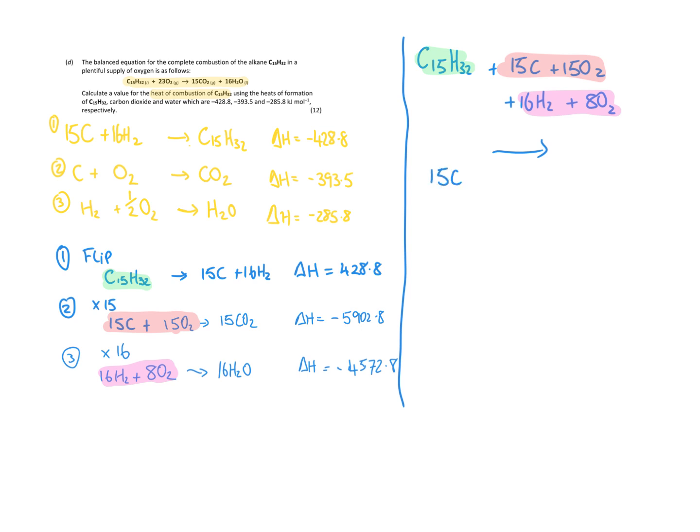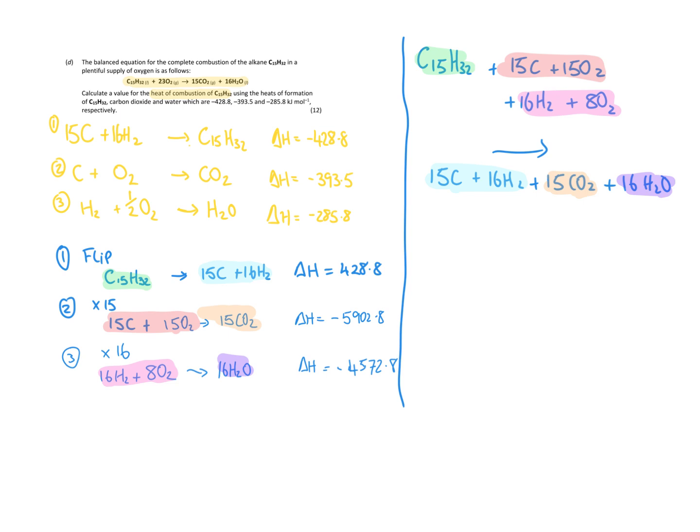And we get 15C plus 16H2 plus 15CO2 plus 16H2O. And these are all coming from the product side of our reaction. So if we take a look at the product side of the reaction, what we will get is as follows. I'm just going to highlight them for you. So I've just color coded them there for you so you can keep track of where all of these molecules and formulas are coming from.